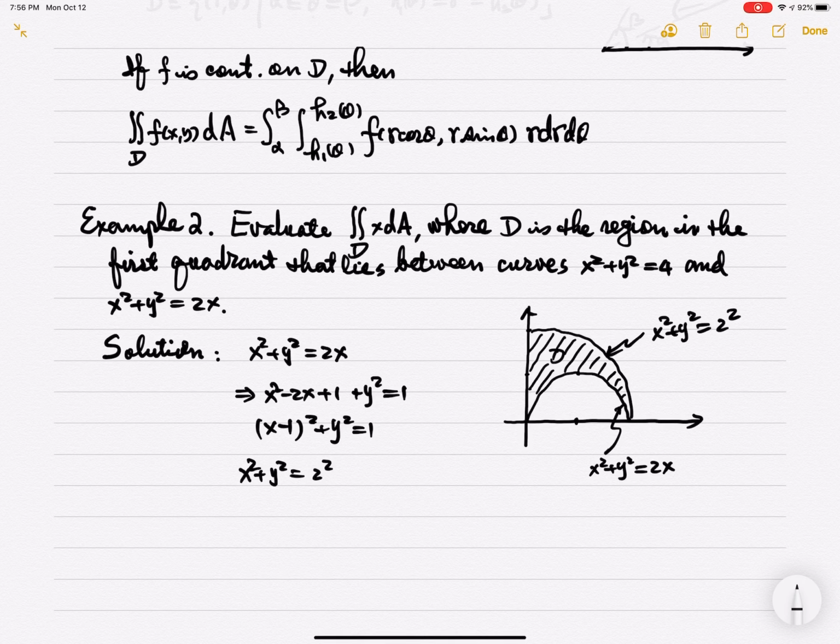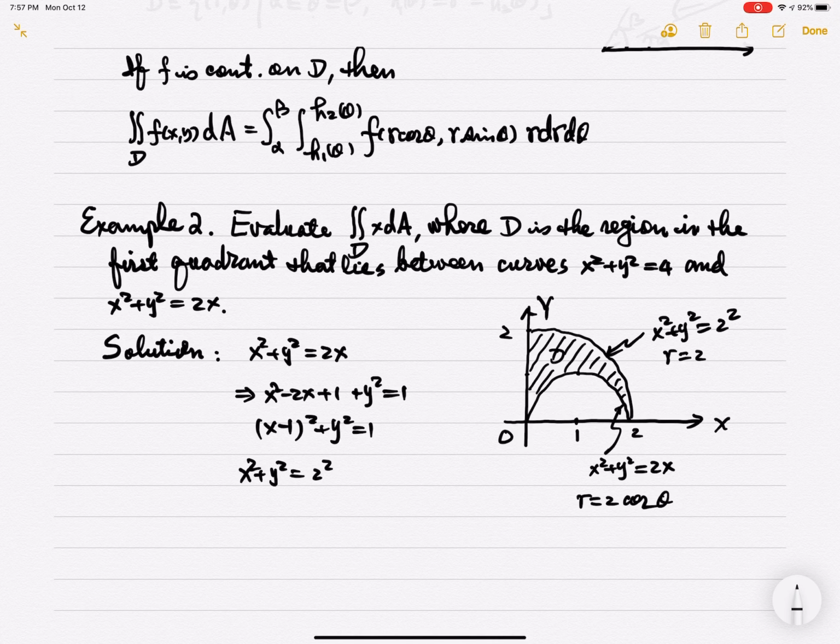This is D. Now we know if you change this to polar coordinates, this one is just r equal to 2, and this one is r equal to 2 cosine theta. If you plug in, the left-hand side is r squared and the right-hand side is 2r cosine theta. One r cancels. So here's 1, 2, and that's in polar coordinates.